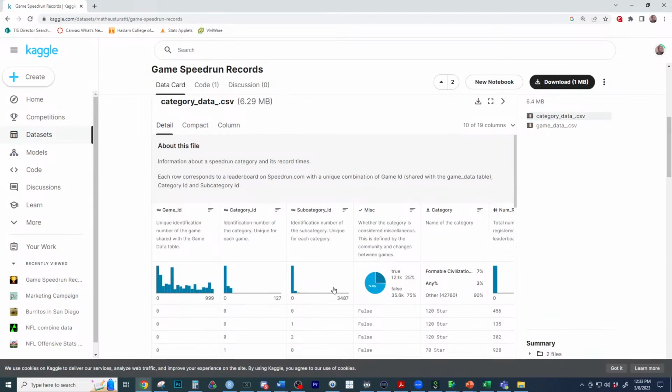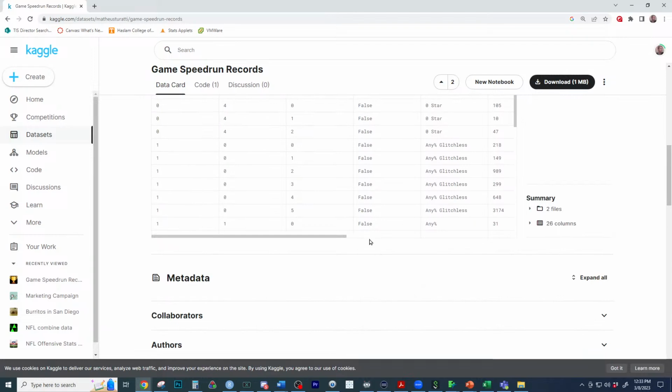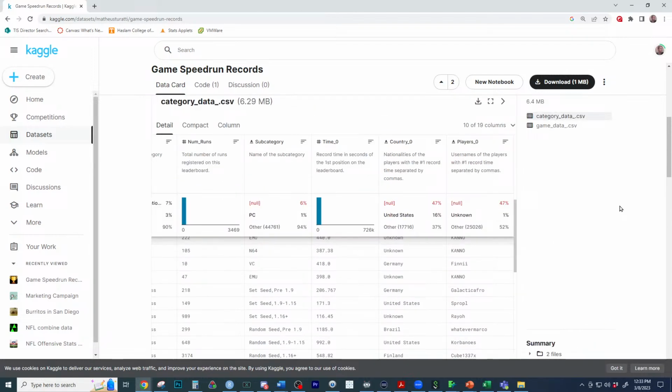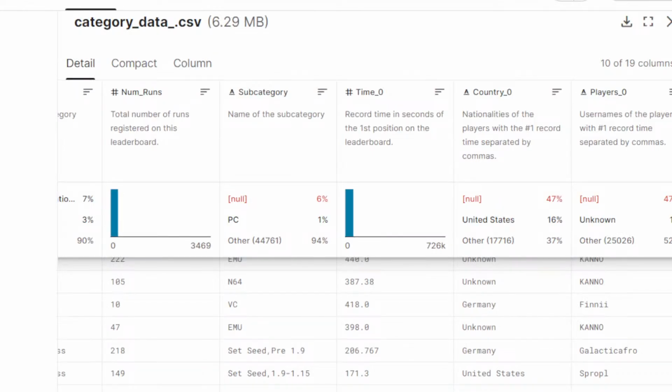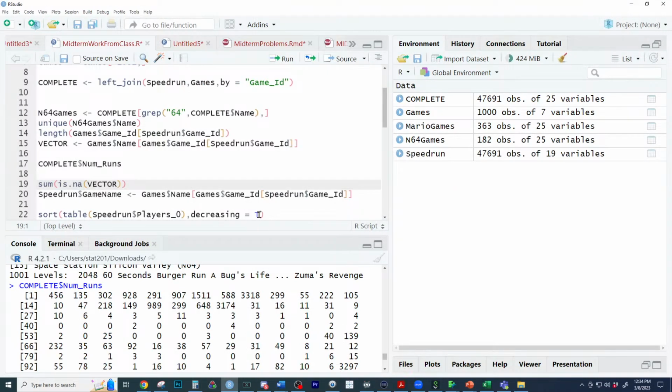Let me know which question you want to do. And number of runs. Number of runs is the total number of runs registered on this leaderboard. Oh, it's like how many runners there are. Should be number of runners, or people who have run the game and submitted. So that's how many people have run the game and submitted a time.